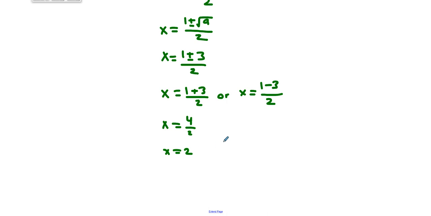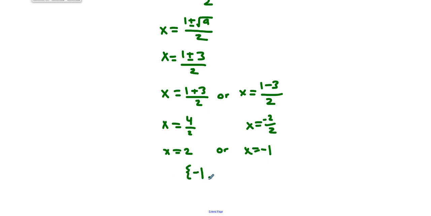We have x equals 1 plus 3 over 2, or x equals 1 minus 3 over 2. So plus or minus, that's two different possibilities. One's plus, one's minus. So 1 plus 3 is 4 divided by 2, which gives me a 2. Or 1 minus 3 is negative 2 divided by 2, which gives me a negative 1. So my two solutions: negative 1 or 2.